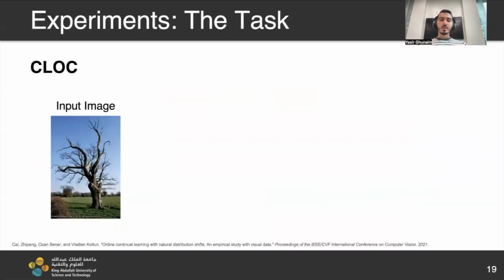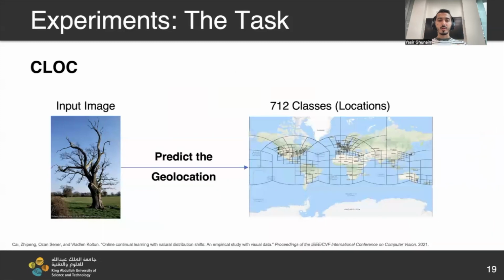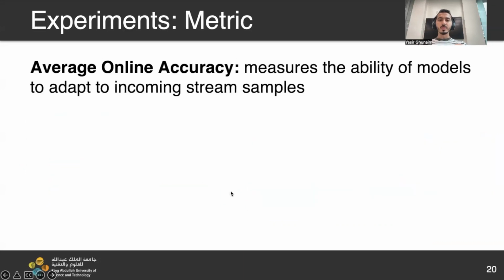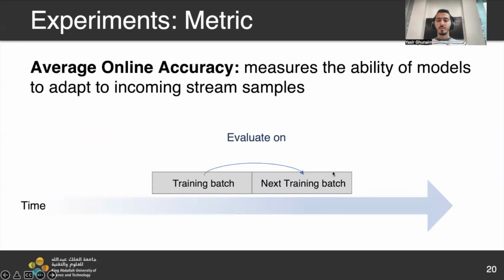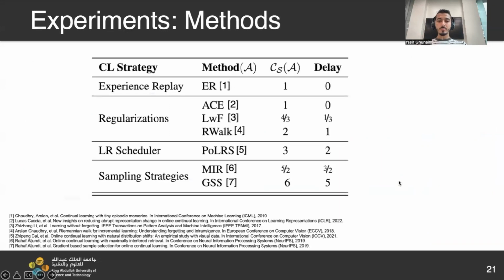To run our experiments, we use the CLOC dataset, where the task is, given an image, we want to predict the geolocation. In terms of the metrics, we use average online accuracy, which measures the ability of models to adapt to incoming stream samples. Here we show that for any given batch, we're always evaluating on the next training batch. In terms of the methods, here we show all the methods that we considered, along with their training complexities and the corresponding delay, which is simply 1 minus the complexity.